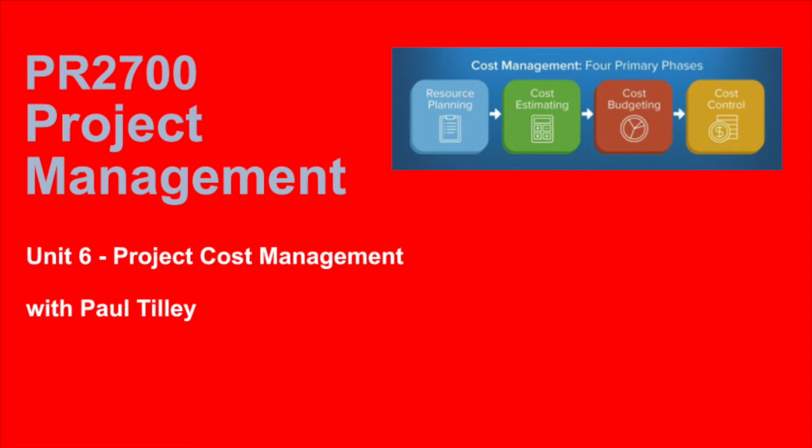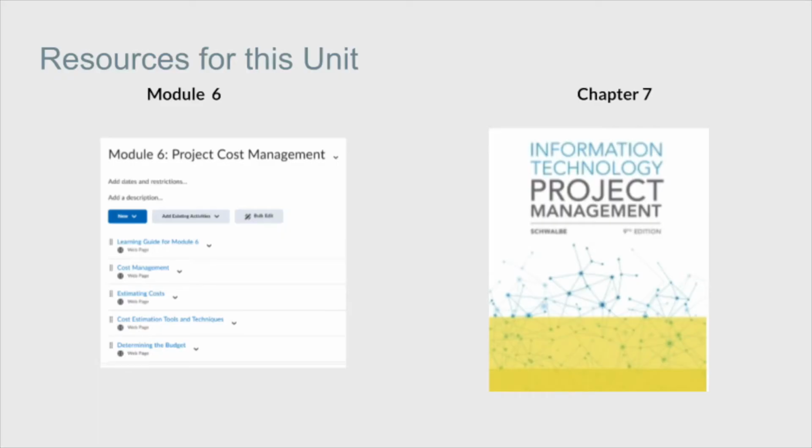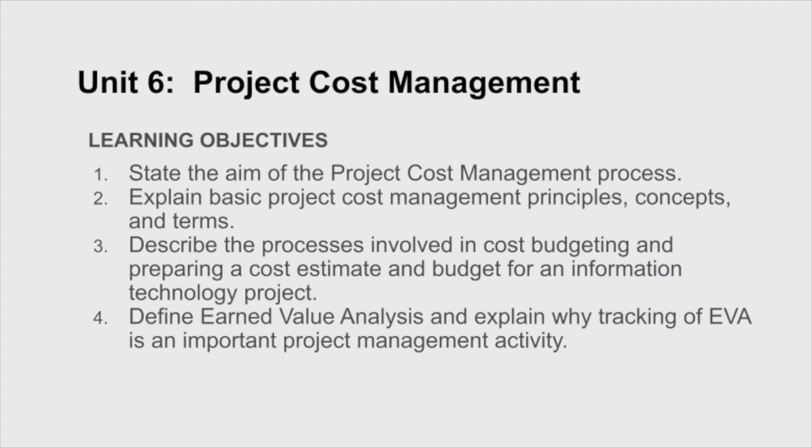In this unit, we'll be looking at all of the issues with regards to managing the costs of running a project. The resources for this particular unit are found in Module 6, Project Cost Management, and Chapter 7 of the textbook. There are four basic learning objectives that we have in Unit 6.